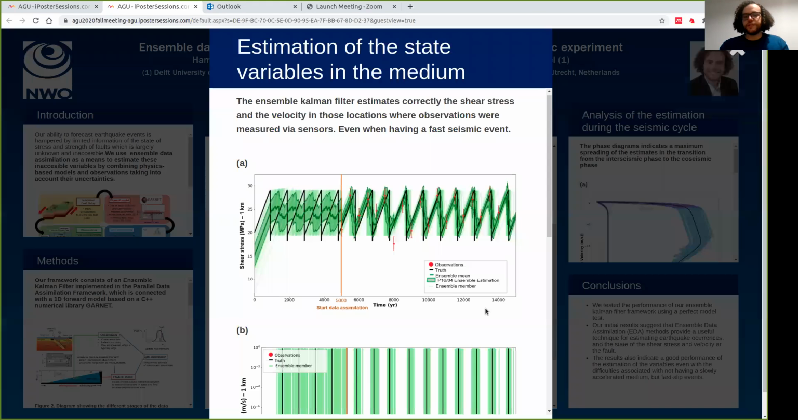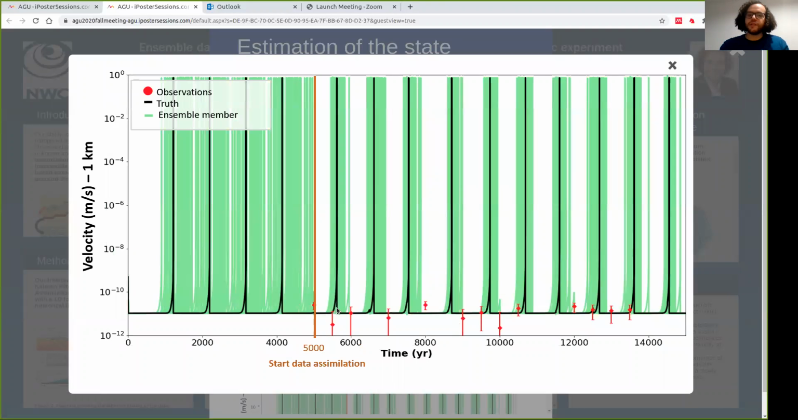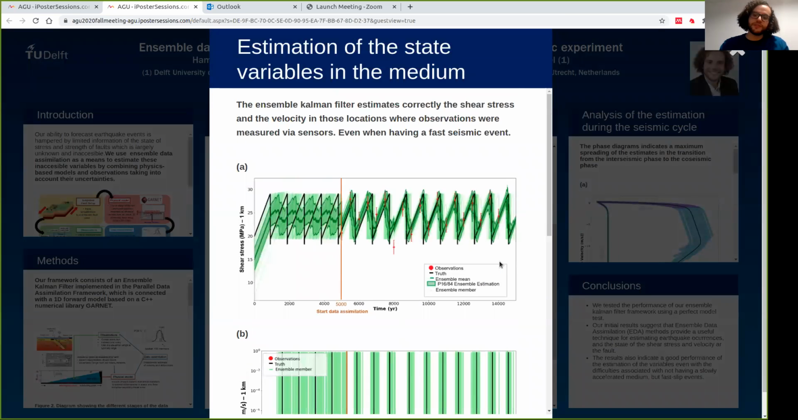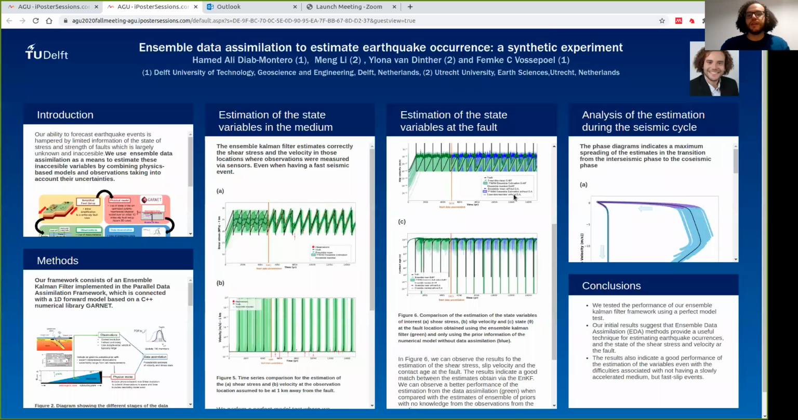We can see also a nice behavior, or good estimates, in the velocity. And this is remarkable for such a sharp fall as we have in the fast slip events, which are difficult to take estimates like the mean. So this is very remarkable for these results of these fast slip events.